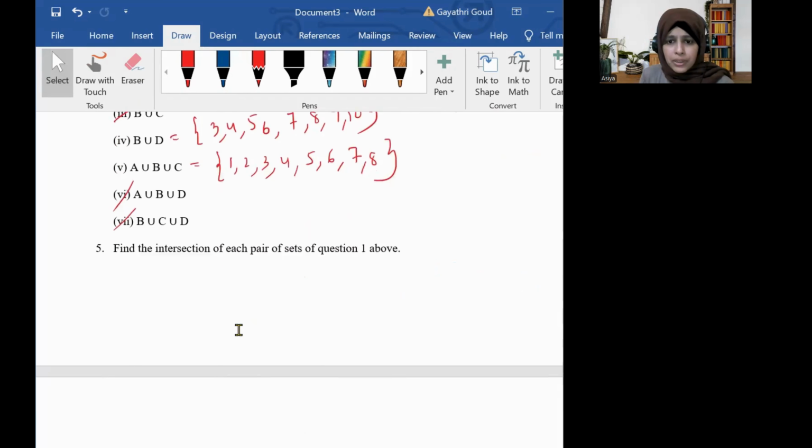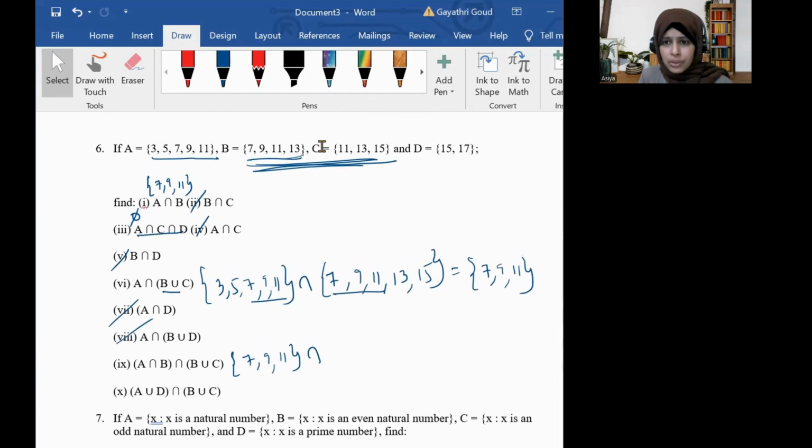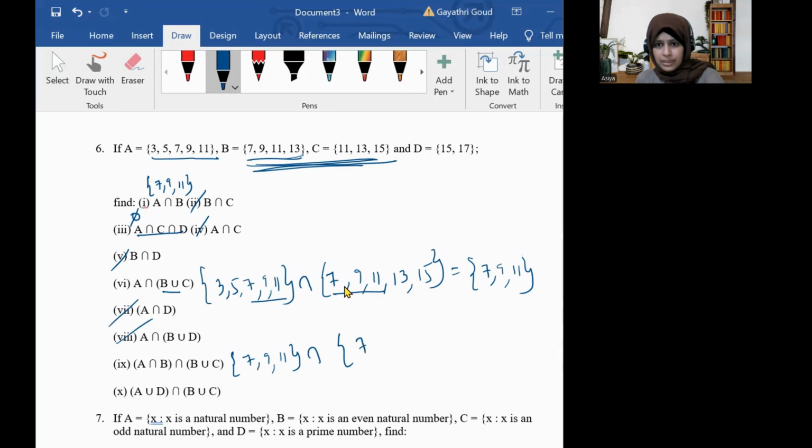What would be my B union C? B union C would be 7, 9, 11, 13, and 15. So now I have to do the intersection of these. What is common? 7, 9, and 11. So 7, 9, and 11 would be my answer to this. And I think the 10th one can be done as homework.